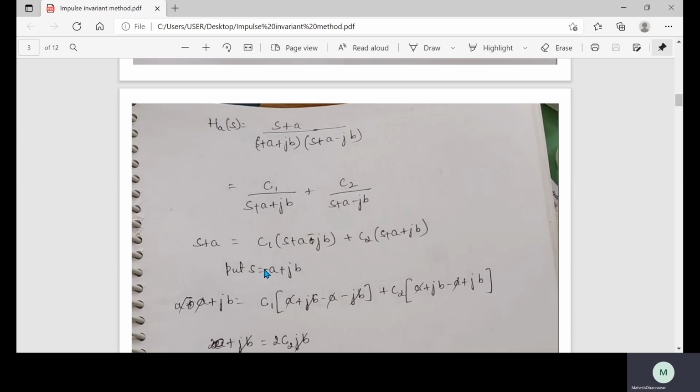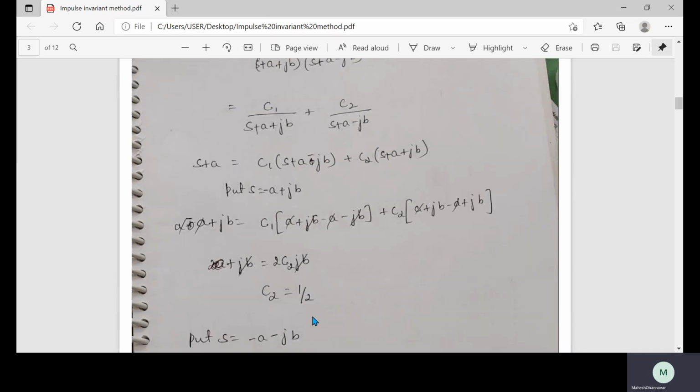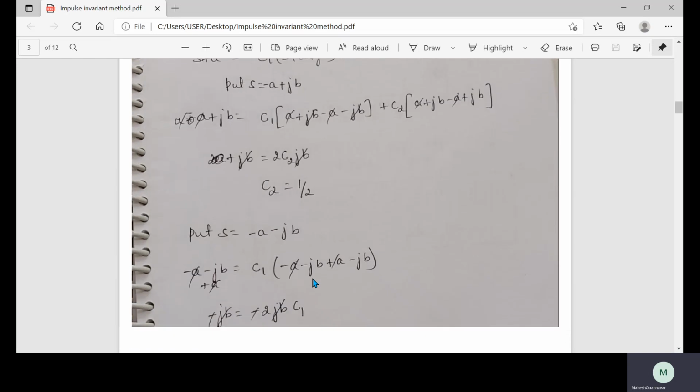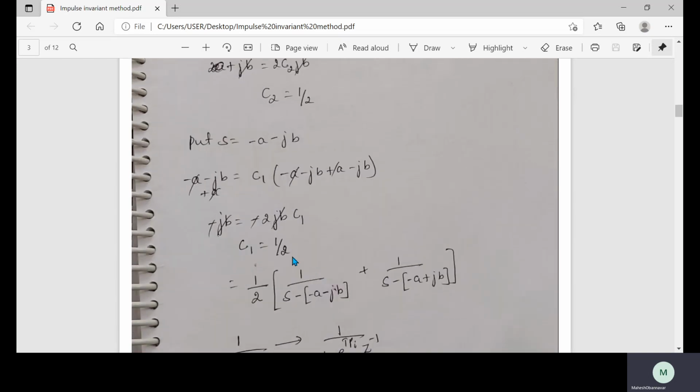To get the C2 value, substitute s is equal to minus a plus jb. When you substitute and solve, you will get C2 is equal to 1 by 2. In the same way, to get the value of C1, you should substitute in such a way that this term gets cancelled. So we can put s is equal to minus a minus jb, so that minus a plus a gets cancelled and minus jb plus jb gets cancelled. When it gets cancelled, this term becomes 0. So C1 will be, when you solve, 1 by 2 like this.